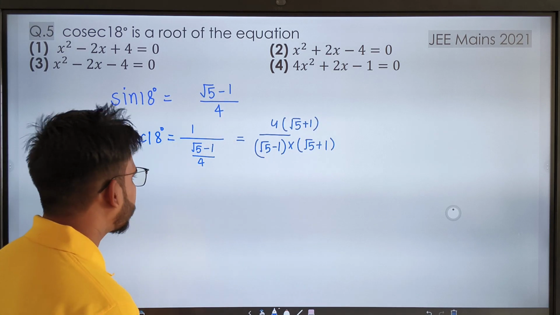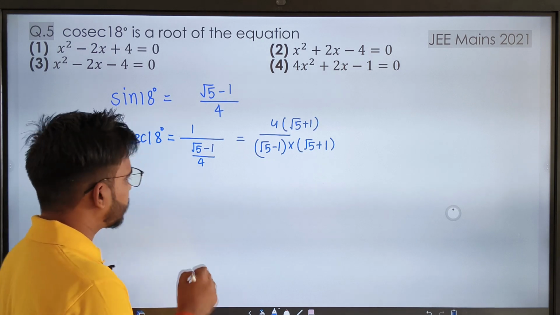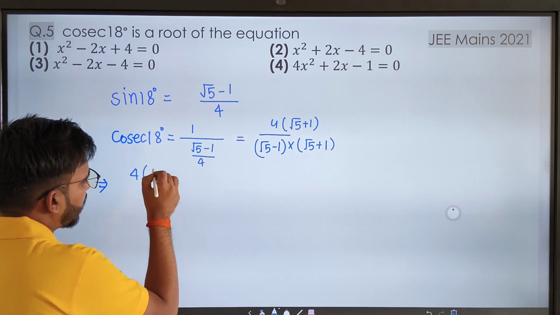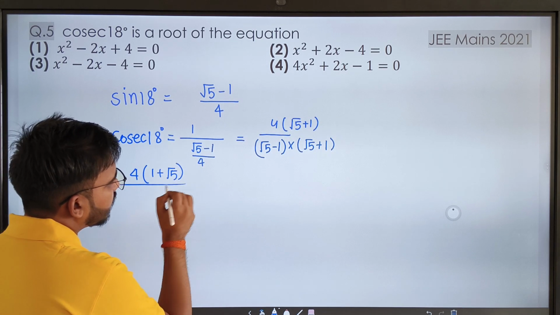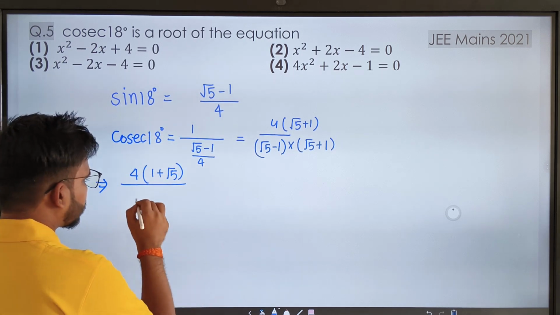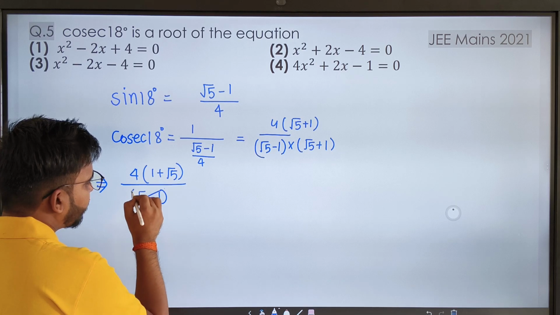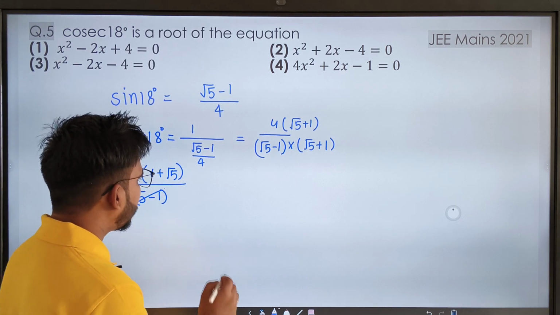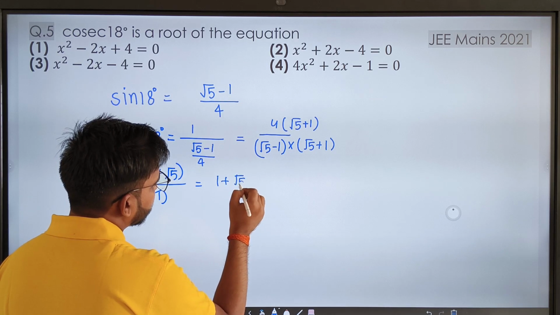So just think about it, after solving what will we get? 4 into 1 plus root 5 divided by b square means root 5 square, that is 5, minus 1. So 5 minus 1 is 4, and 4 we will divide. So basically we will get 1 plus root 5.